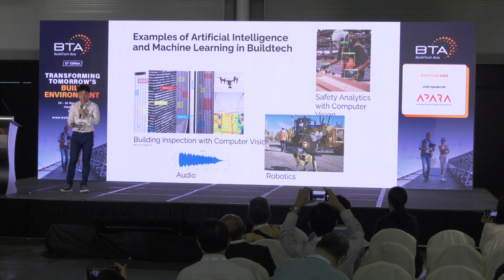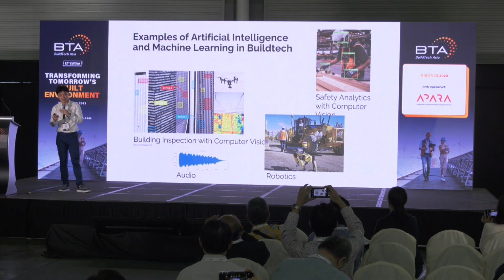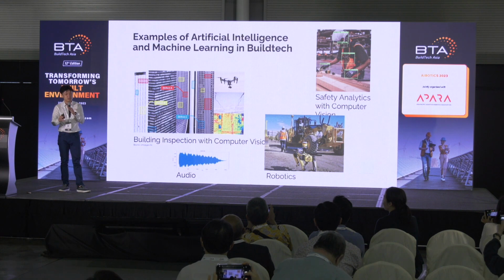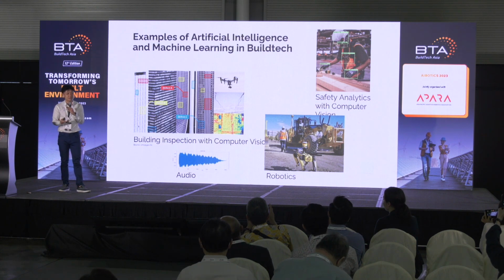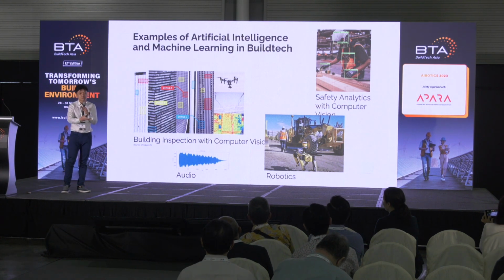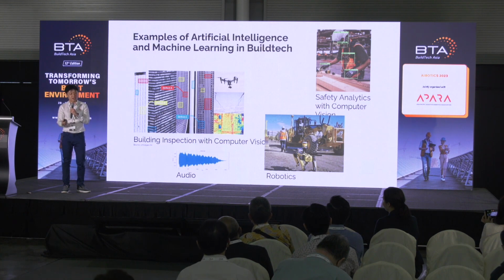So really, really interesting use cases. You've got safety analytics, again, with computer vision. You can actually use it to see whether or not people are adhering to safety guidelines. You can even have robots running around your construction site to help you carry stuff. You can have building inspection using computer vision, right? Trying to figure out whether there are defects present or not.